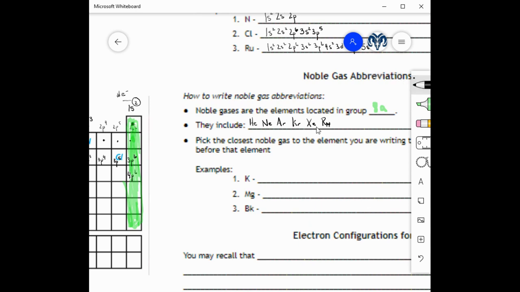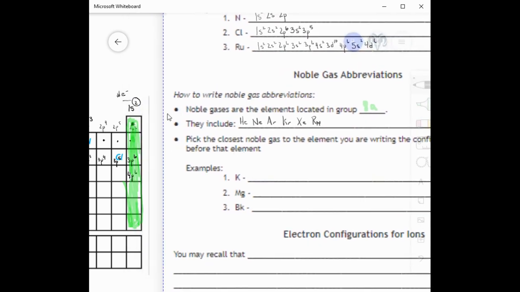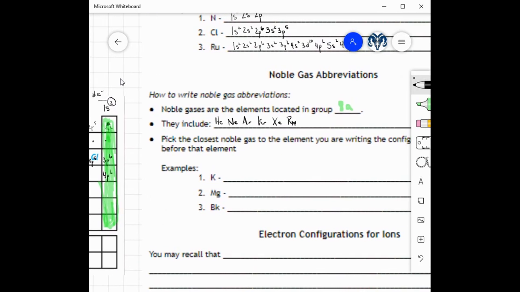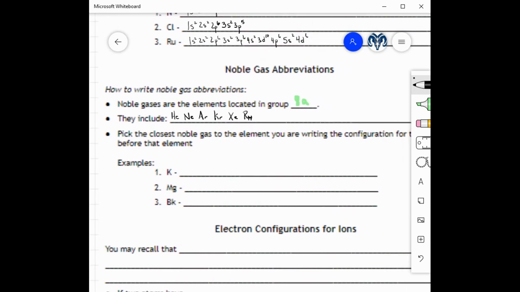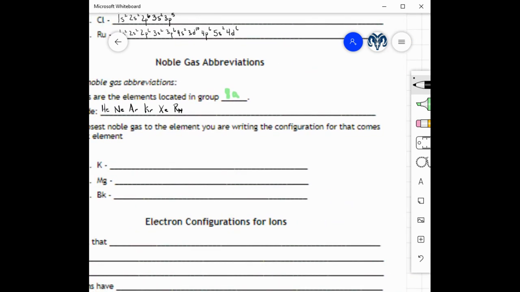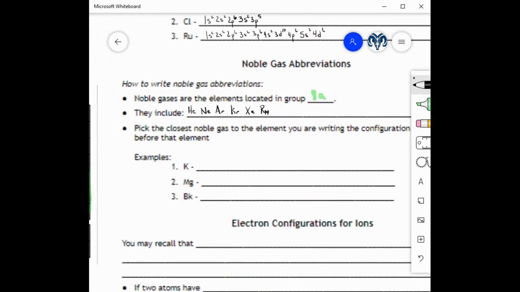So what you're going to do to write these electron configurations using the noble gas abbreviation is pick the closest noble gas to the element you are writing the configuration for that comes before the element. This is really important. Before the element.